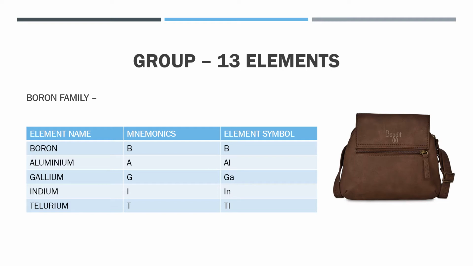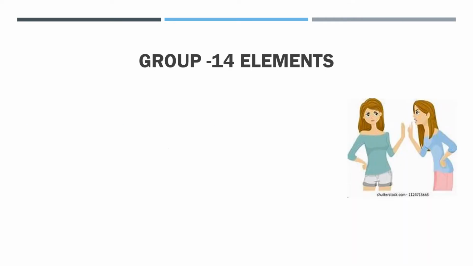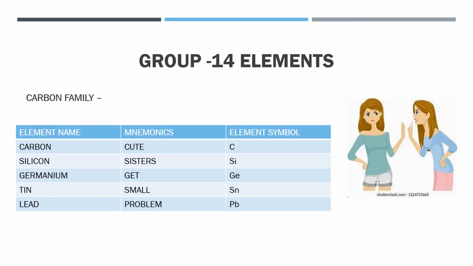Next is group 14 elements. It is the carbon family. So let's learn the mnemonic for this. The carbon family consists of carbon, silicon, germanium, tin and lead. The symbols are C for carbon, Si for silicon, Ge for germanium, Sn for tin and Pb for lead. The mnemonic for this is Cute Sisters Get Small Problems. As you see in this picture, there are two sisters who always get small issues between them. So it's easy to remember like this.